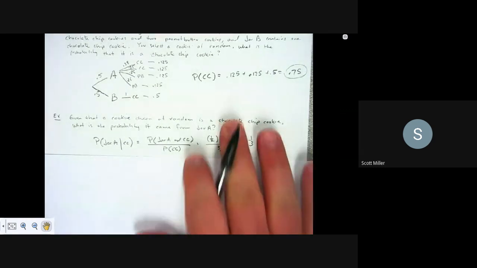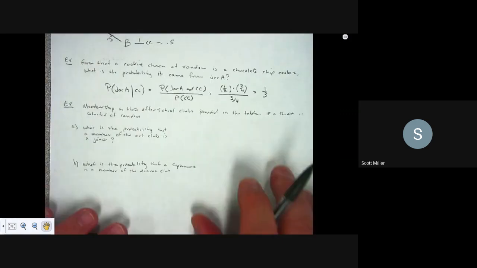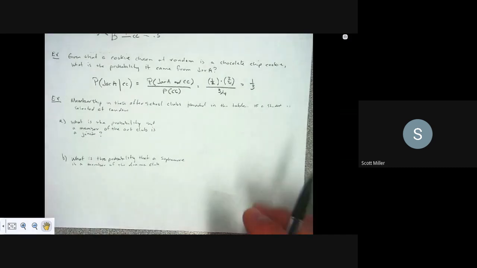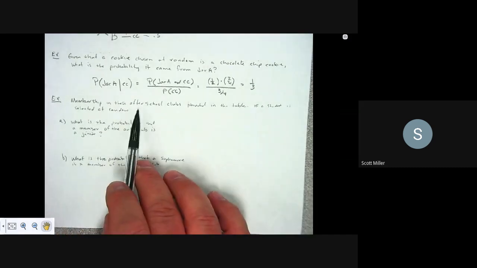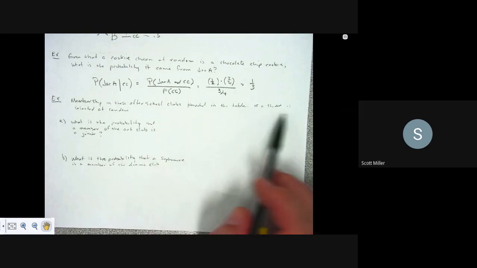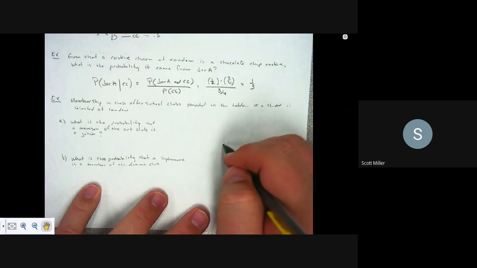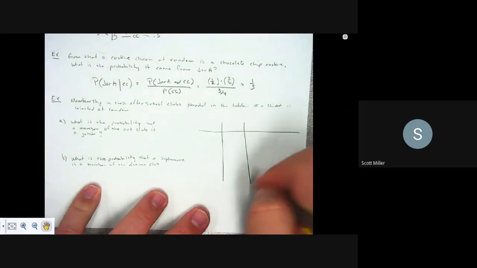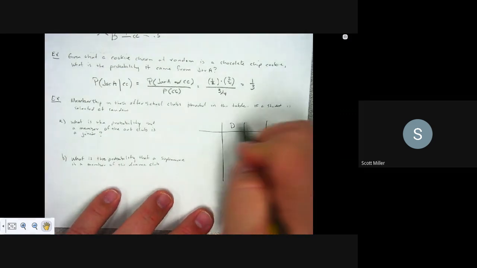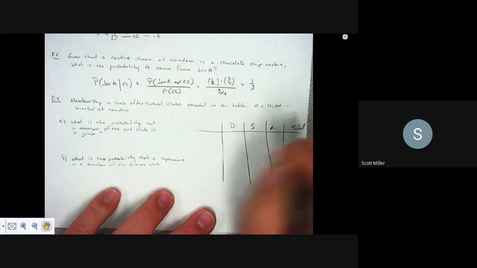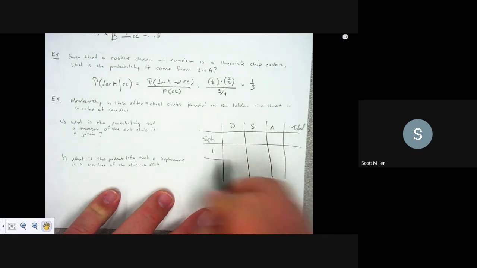Let's look at another example. Membership in an after-school program is provided in a table if a student is selected at random. So what is the table? All right, looks like I forgot to draw it over here, so I'll do it real quickly. We have a couple of after-school programs. We're going to have drama, we'll have science, we'll have art, and this is the total. And then down here we have classes. We'll have the sophomore, we'll have the junior, and we'll have the senior, and this is the total here.